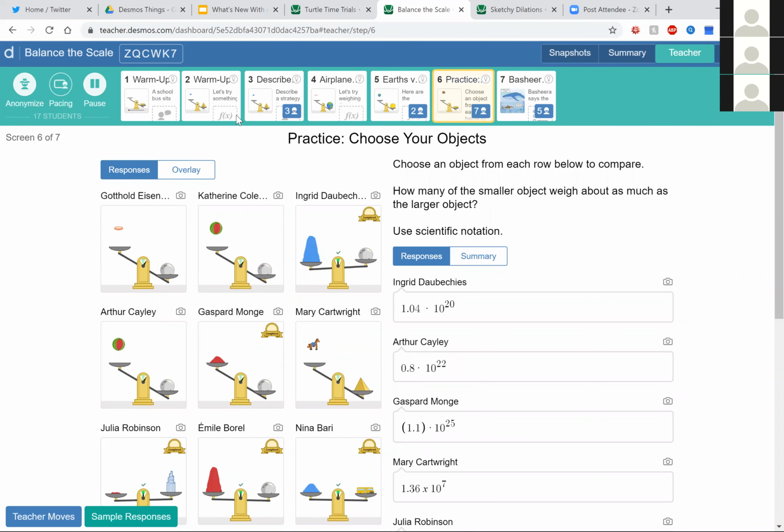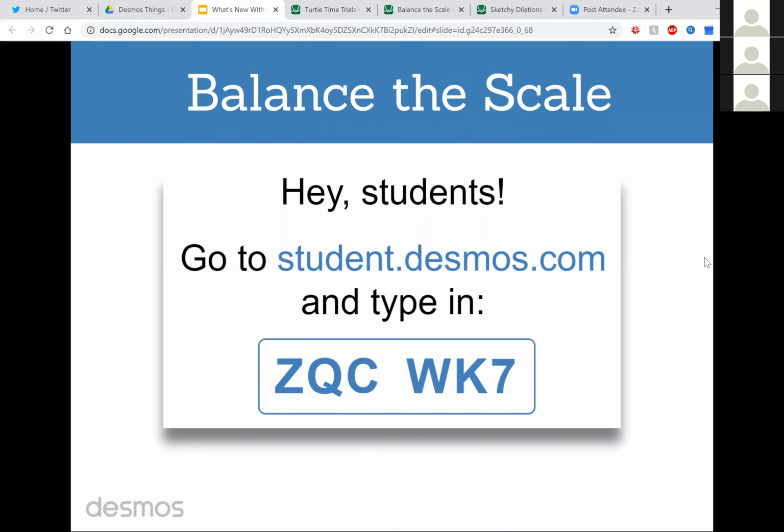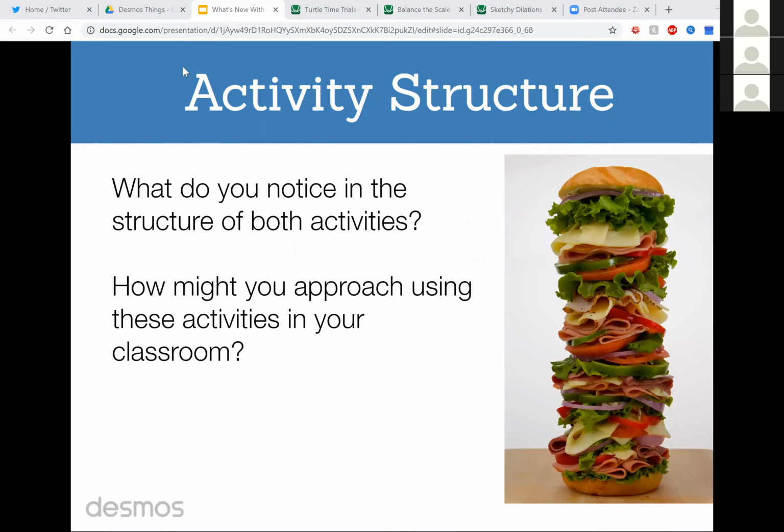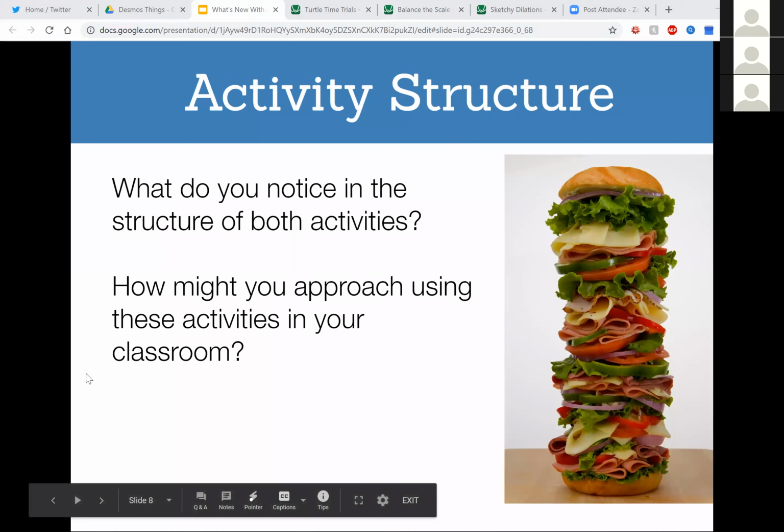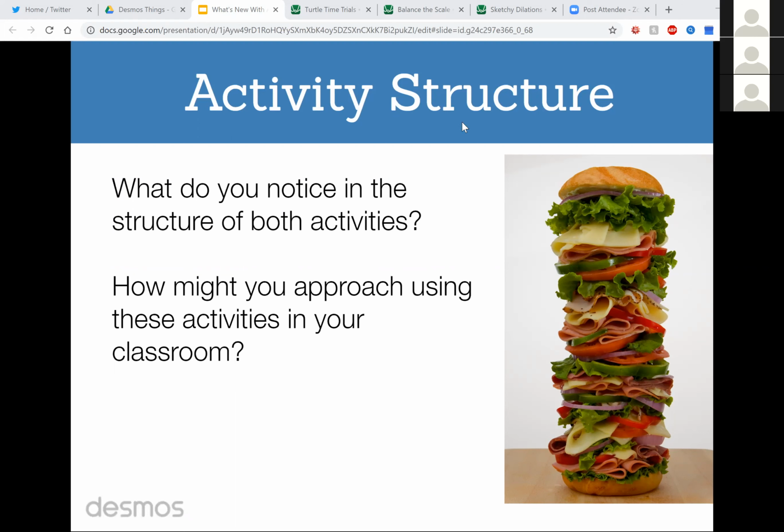So if you come back to the screen, the actual presentation, let me get rid of the chat here, although it's going to come back. I do want to ask a follow-up here. If you're new to Activity Builder, you've now seen 2 activities. Maybe you've done more with your classes. What do you notice in the structure of these activities or any activities you've done before? And how might you approach using these activities in your classroom? Or if you have any war stories to share with people, feel free to tell us in the chat. If you're new and you wandered in halfway through, feel free to introduce yourself as well. I know we have some new people, but take a moment and tell me about what you notice in the structure here. How are these things structured?